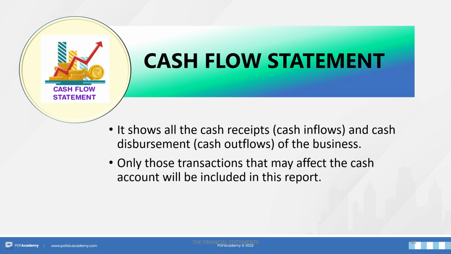Now we go to the cash flow statement. The cash flow statement shows all the cash receipts, cash inflow, and cash disbursements, cash outflow of the business. Remember, only those transactions that may affect the cash account will be included in the cash flow statement. Transactions such as purchase of office supplies on credit, meaning no cash outlay, will not be part of the cash flow statement. However, purchase of office supplies in cash will be reflected as cash outflow in the cash flow statement.